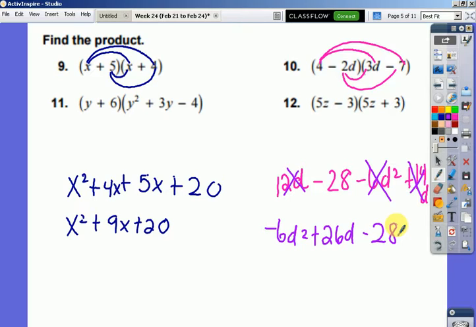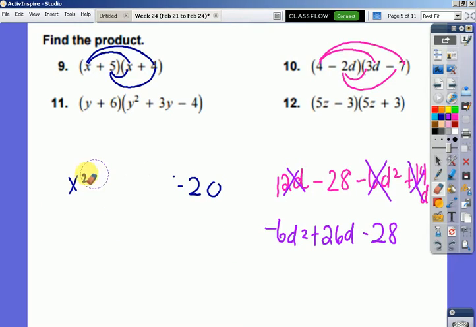Alright, the next one is a binomial and trinomial. This one you can't really quote-unquote FOIL because you have a trinomial, so you have to remember that essentially, again, we're just doing distributive property. So we're going to do that and distribute all of our terms in our binomial to all the terms in the trinomial, combine like terms, and put it in standard form.